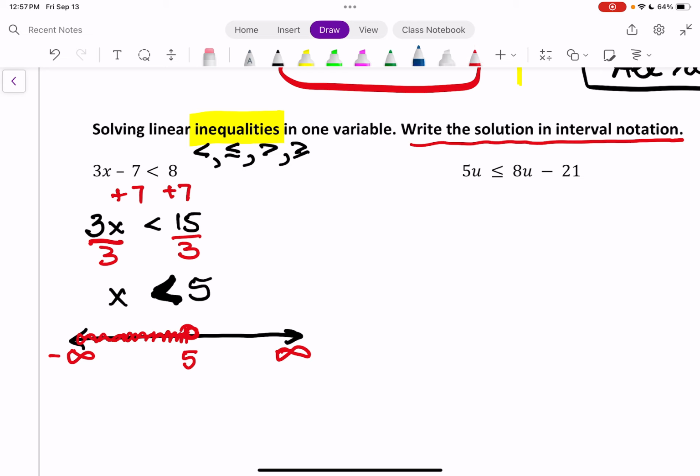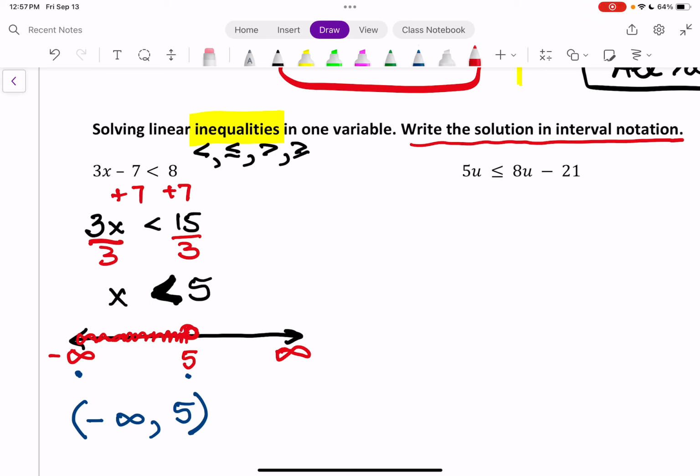So when we write the interval, we always say what's been shaded, and we always start with the smallest possible value, comma, largest possible value. If the endpoint is included, you put a bracket. If it's not included, you put a parenthesis. Okay. All right. We'll practice on this some more.